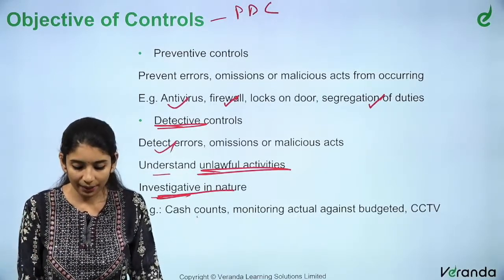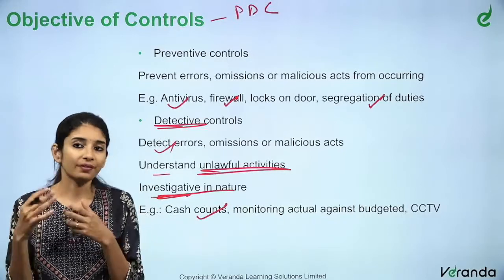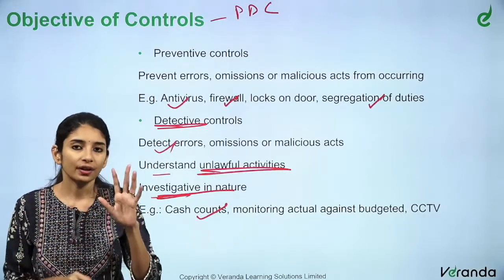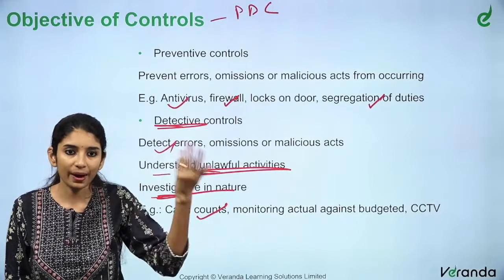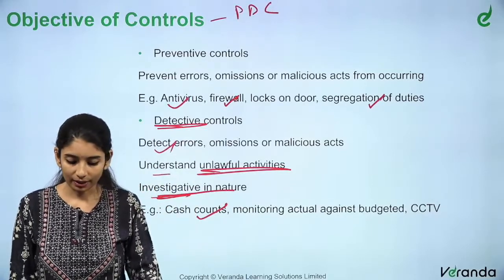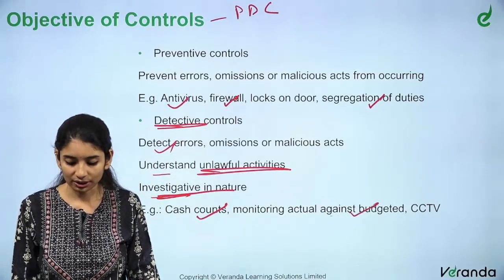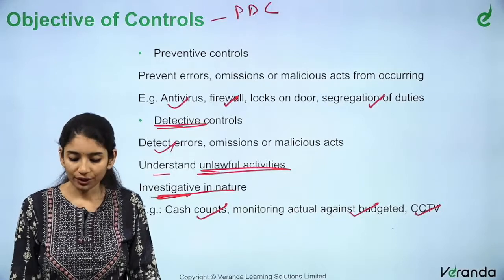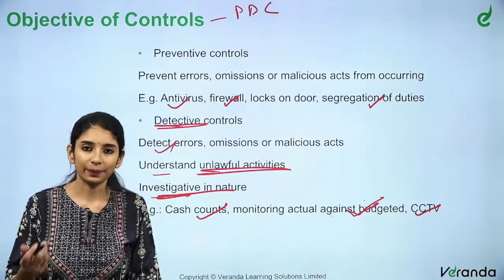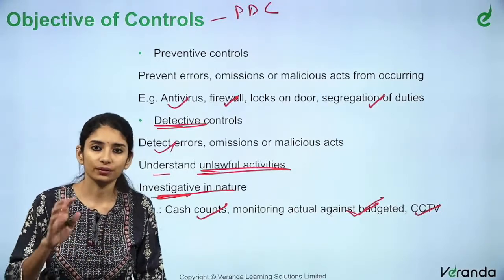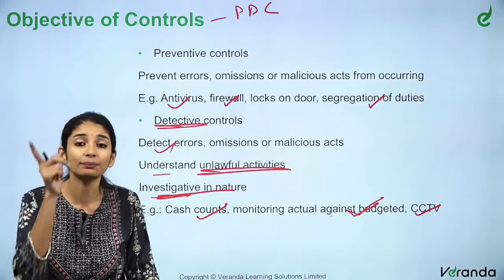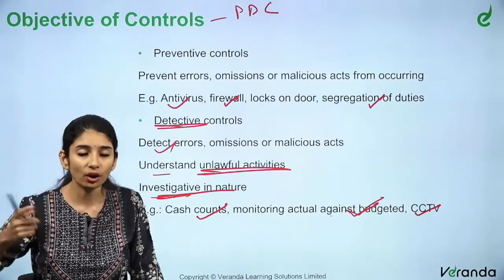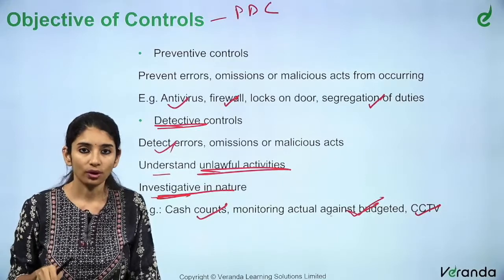Example, counting the cash. You're not preventing any error, but you're just checking and detecting if the cash balance is different. Monitoring actual against budgeted, CCTV. Monitoring the actual expenditure against the budgeted expenditure. If there's a lot of variance, then definitely something wrong would have happened. What wrong has happened, you have to detect now. Clear?